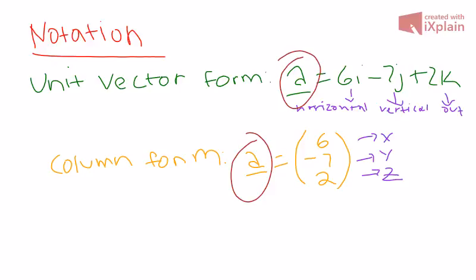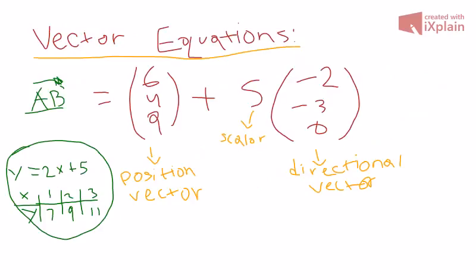In column form, the components are not referred to as the i, j, or k values, but rather x, y, and z. However, they essentially all mean the same thing. There are also vector equations, which are made up of a position vector, a directional vector, and a scalar, which is our constant. Vector equations of lines are similar to the standard y equals mx plus b.